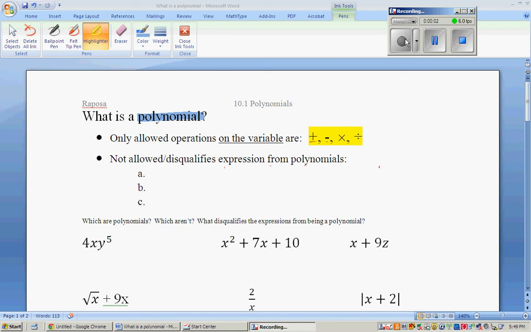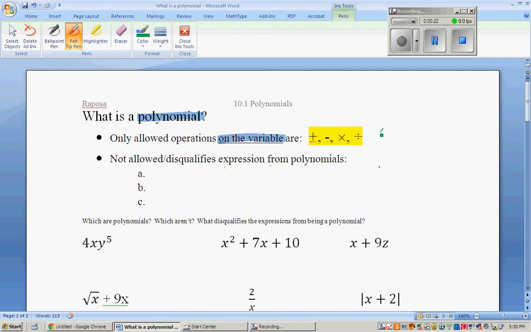So what is a polynomial? It's just a special kind of expression. And it's an expression where there are only very specific operations that you can perform on the variable itself. So you can use the four basic operations: addition, subtraction, multiplication, division.